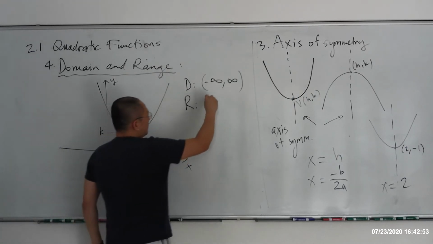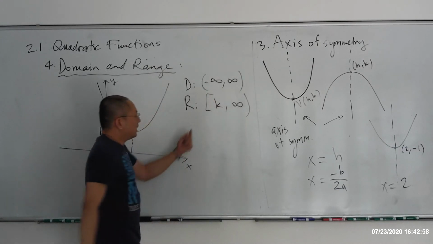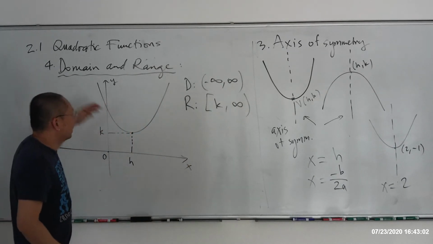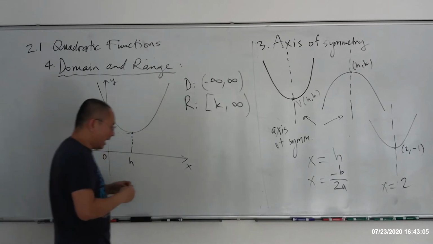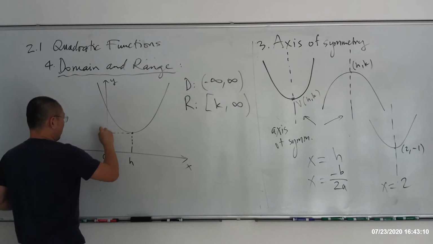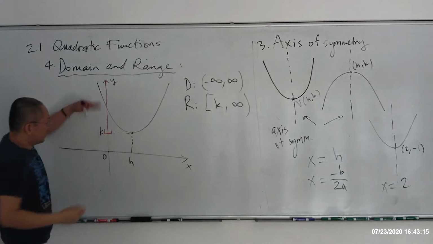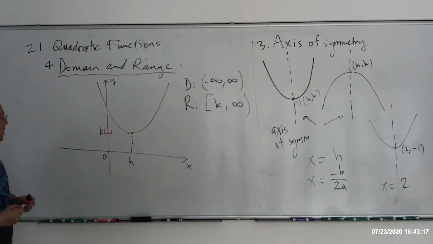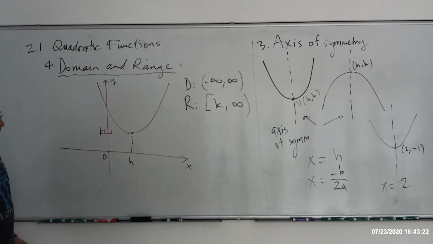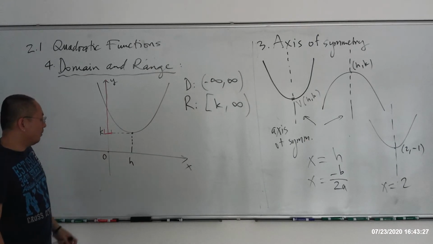So the range is square bracket k all the way to infinity. You guys see why I use a square bracket? Because we're including k as part of the range. And now you see why we call k the minimum when the parabola is open upward. Okay, this is like the domain. I'm sorry, the range. From k all the way up. So k here is really the minimum when the parabola is open upward.